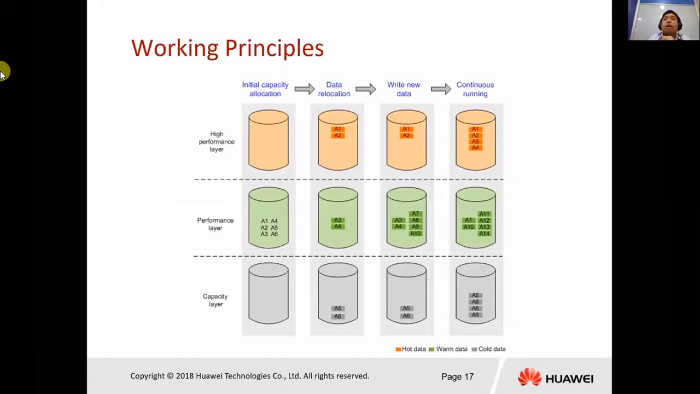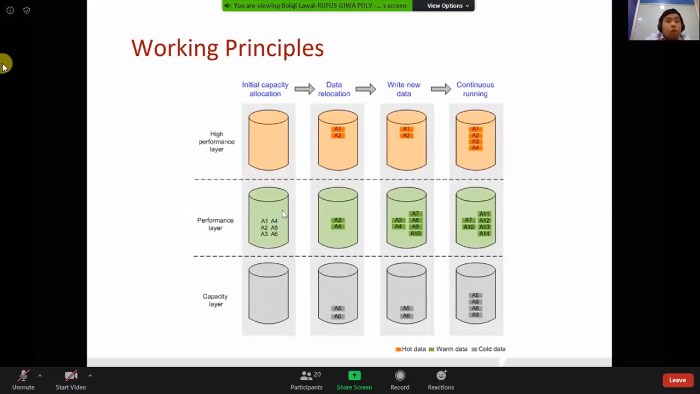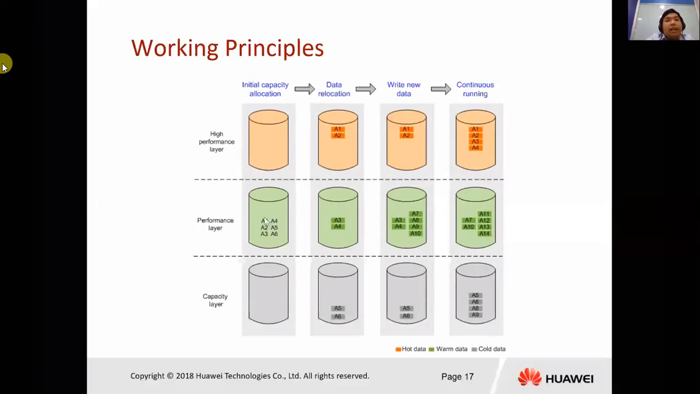Then basically they will do what we call monitoring. Let's say that there are 6 data here, A1 to A6. When you write into it, the system will start to monitor what type of performance or what type of movement you have done on these 6 data. Are you frequently reading it or you don't read it at all? So there's a monitoring of all this data, how frequently you use it.